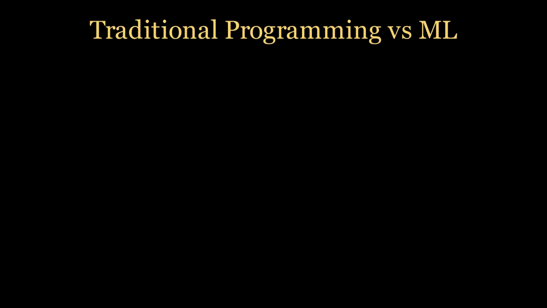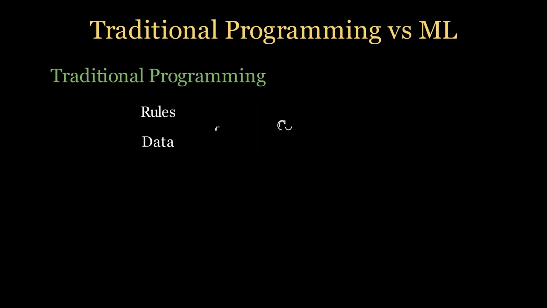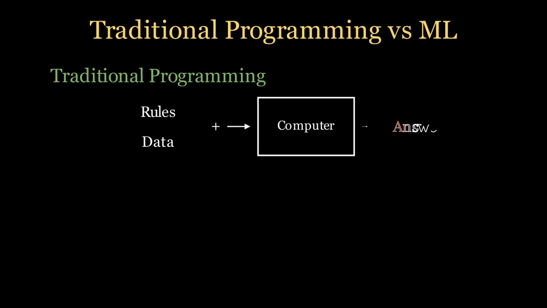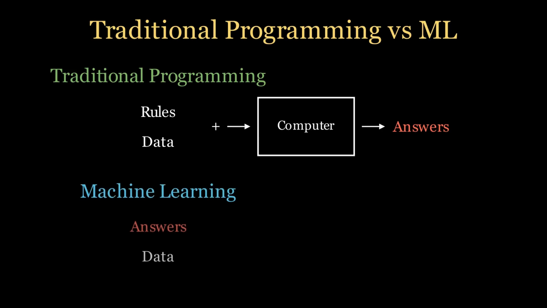To understand how revolutionary this is, let's compare it to traditional programming. Normally, a human programmer writes the rules, the code, and feeds it data. The computer processes both and spits out the answers. But what happens when the rules are too complex to write by hand? Like trying to write the code to recognize a face?